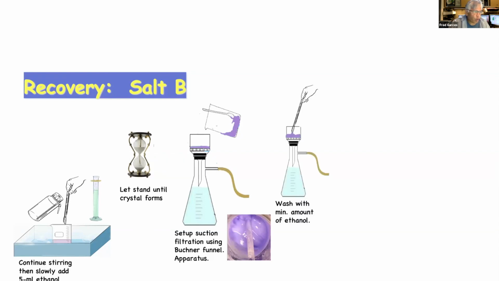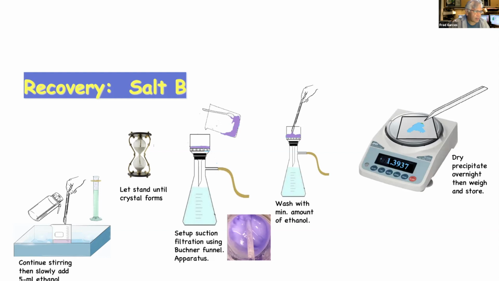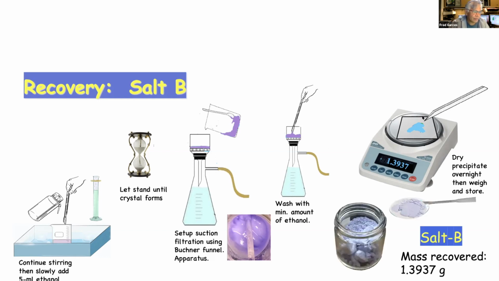So we wash it with, there should be ethanol here. I forgot to show the ethanol, but we're washing it with ethanol so that there's no excess water. And then after it dries overnight, we weigh it. And then this is what it looks like when it's dry. Okay, that's the color that you have.